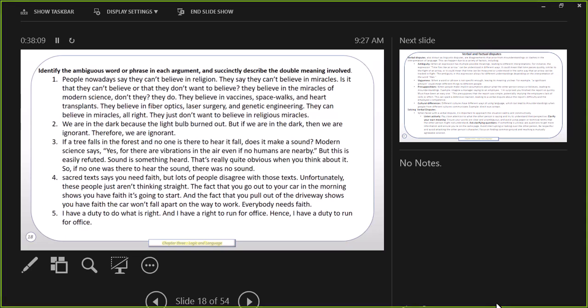The word dark. If a tree falls in the forest, does it make a sound? Modern science says yes, there are vibrations in the air, even if no humans are nearby, but this is easily refuted. Sound is something heard, so if no one hears it, there was no sound.